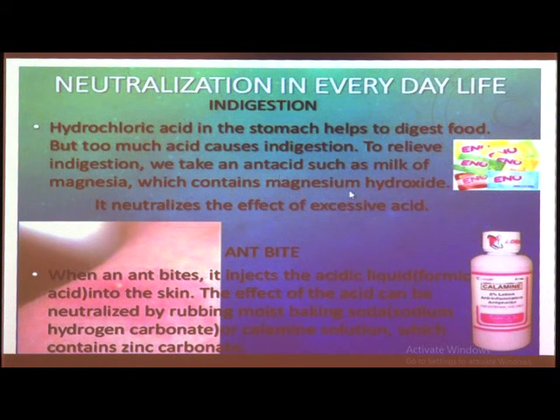This magnesium hydroxide is going to neutralize this hydrochloric acid. Magnesium hydroxide is a base, and this base is going to neutralize this hydrochloric acid, and then you can get relief from your suffering of indigestion. So it neutralizes the effect of excessive acid. In this milk of magnesia, magnesium hydroxide is present, which neutralizes the effect of excessive acid.